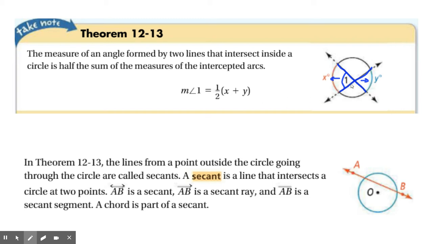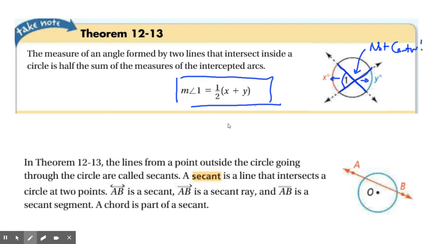This theorem says that the measure of an angle created inside of a circle by two intersecting lines is going to be equal to half the sum of the arcs, the one that it intercepts and the one that its vertical angle intercepts. Okay, it's just what it is. Now, again, this is not the center. There is no center in this picture.